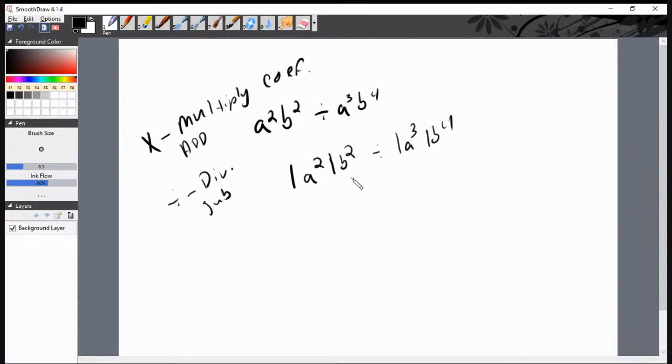So what you have then is dealing with the exponents. What I want you to do is separate your like terms, right? So let's separate our like terms.